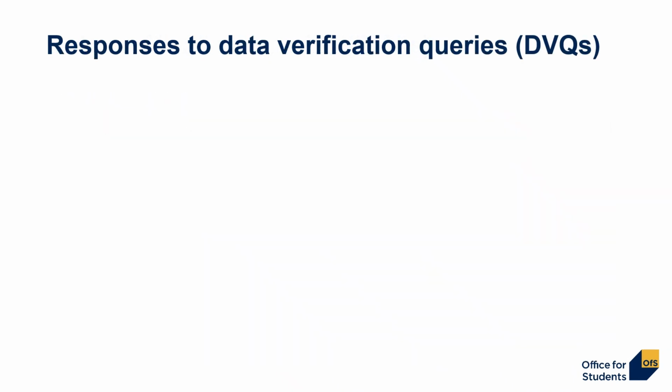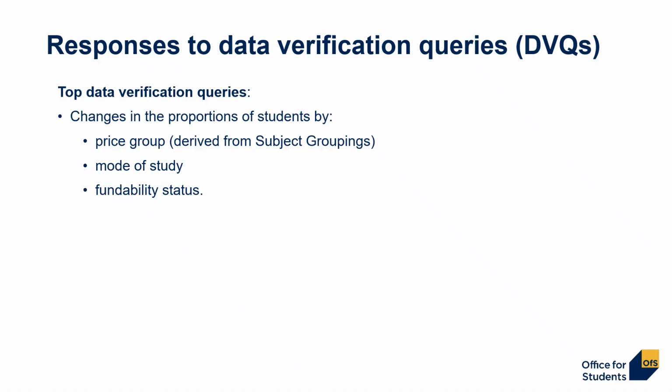In a moment, we'll talk about how to respond to DVQs, but first I'll mention the most frequent queries. These tend to focus on things like changes in the proportions of student numbers by price group, which of course are derived from subject groupings, by mode of study and fundability status. Essentially, we're asking how and why has your provision changed?